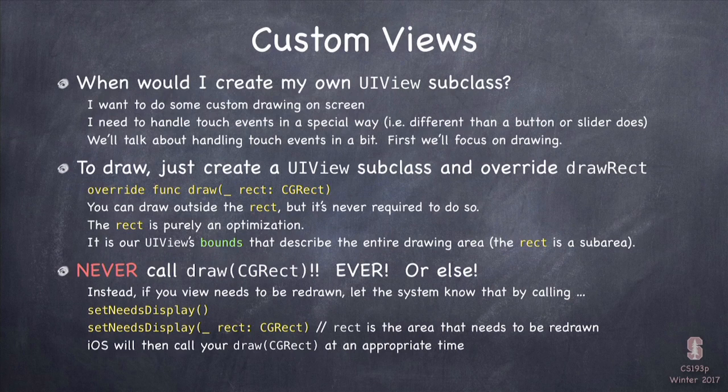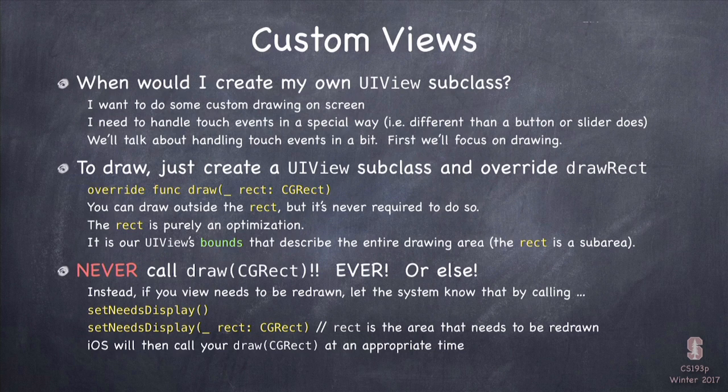Never call this method, ever. If you ever call this method, it's wrong. The system calls this method. The system's the only one who calls this method. So what happens if you need to draw? Something changed and you want to redraw. You call one of these two methods, setNeedsDisplay or setNeedsDisplay with the argument of a rect. That's telling the system, hey system, my view needs to be redrawn. Please ask me to redraw it. At some appropriate time in the future, it will ask you to redraw it. It knows better than you when the best time to draw is, believe me.